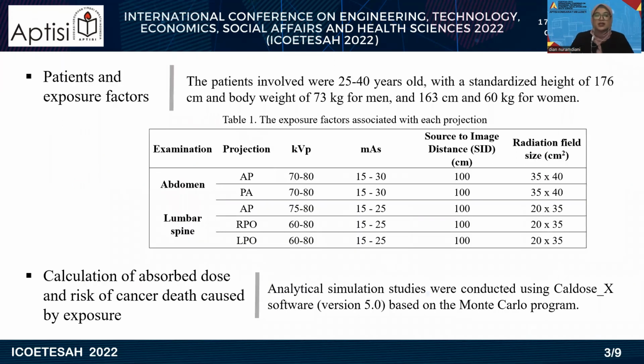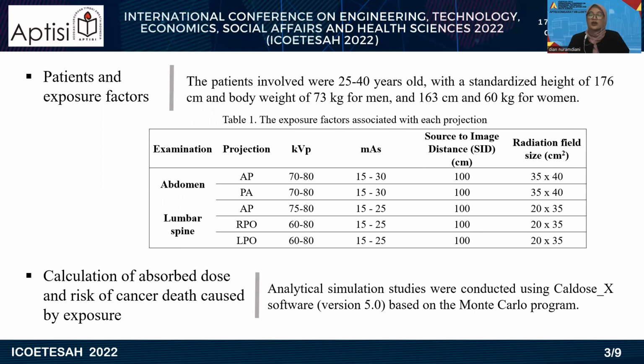The X-ray examination in this study involved patients aged 25 until 40 years who had a standardized height of 176 centimeters and body weight of 73 kg for men, and 163 centimeters and 60 kg for women. The exposure factors like X-ray tube voltage, tube current, exposure time, SID, and radiation field size associated with each projection were as shown in table 1 below. Determination of these exposure factors refers to the available examination technique in Bontrager's textbook.